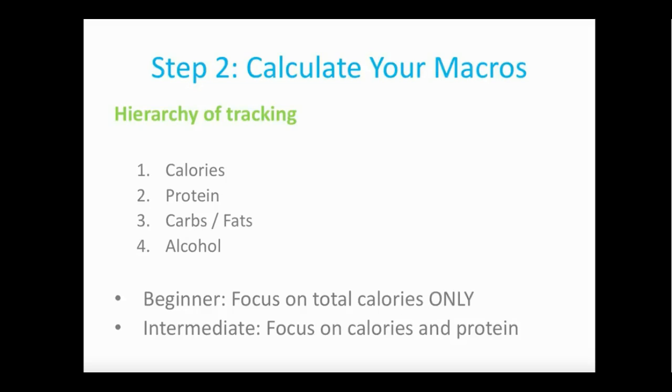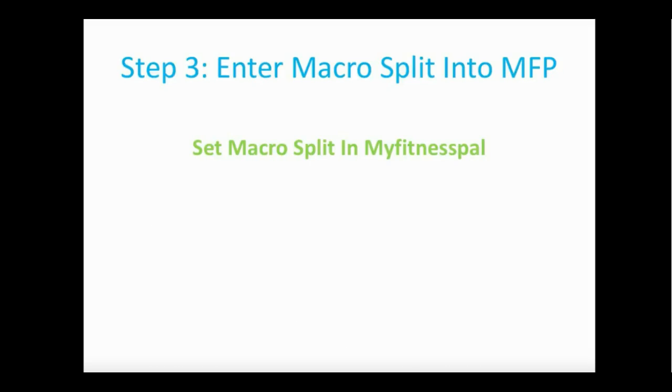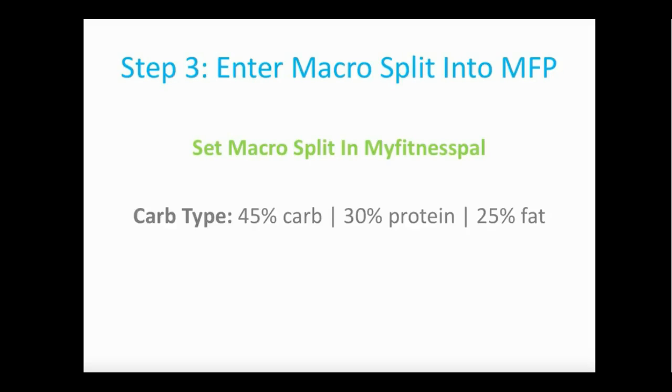If you've been dabbling in and out of tracking macros before in the past, uploading your information to MyFitnessPal, then you'll be classed as intermediate. Or if you're just trying to get reacquainted with the process, then look at focusing on your calories and protein. If you've been seriously doing this for the last couple of years, then as advanced you need to focus on all macronutrients. So once we've done that, we need to go to step 3, and that's enter the macro split into MyFitnessPal. Setting your macro split in MyFitnessPal, there are 3 options.